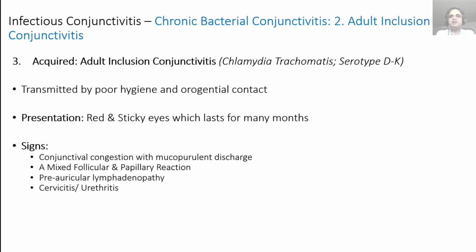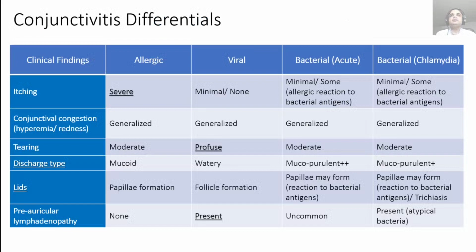But because the individual is older, the immune response is stronger, so you usually don't have those complications that you do with trachoma. And the management is a single dose of 1 gram azithromycin. So these are all the various types of conjunctivitis that we have done: allergic, viral, bacterial, and how do we differentiate them.